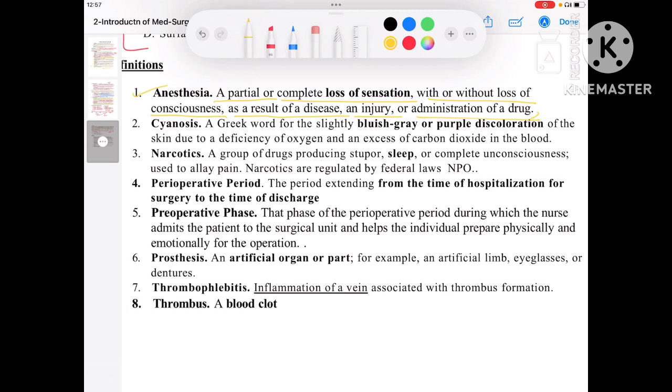It is a partial or complete loss of sensation. Sometimes the patient will be conscious and sometimes not conscious, because of surgery, disease or the giving of drugs.